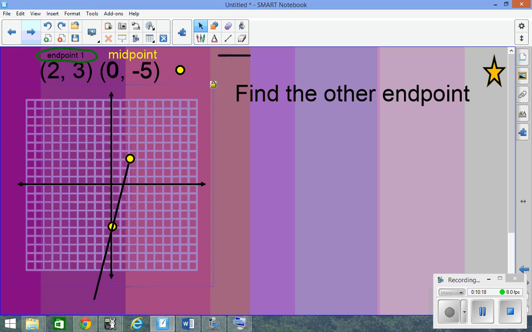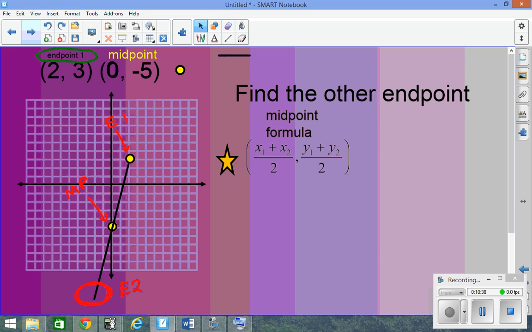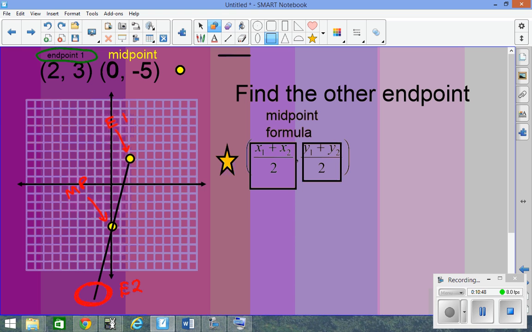All we know is that this is one endpoint, I'll call that E1, and this is the midpoint, the halfway point. So somewhere down here is endpoint 2. So how do you figure out how to do that? First of all, we're going to go back to our midpoint formula. And we're going to chunk it up into 2 sections. The first section is our x coordinates, and then another section which is dealing with our y coordinates.